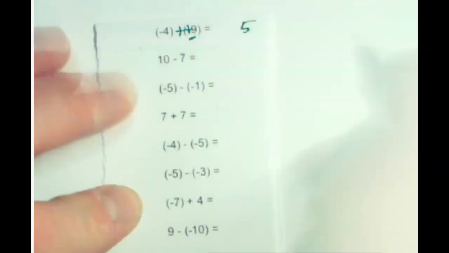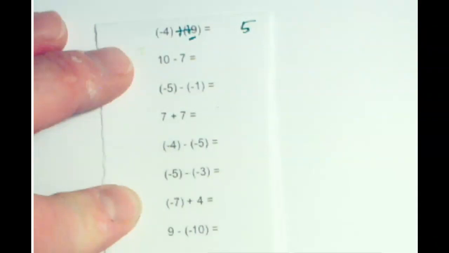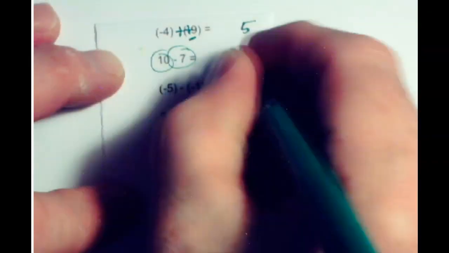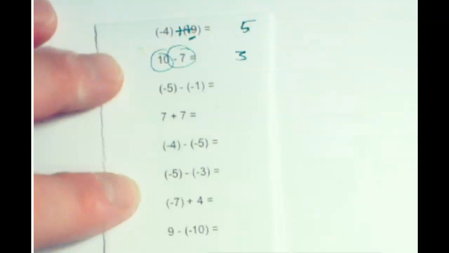All right, check the next one. 10 minus 7. Yeah, I know you've been doing that since second grade. But this is a positive and this is a negative. So these are different signs. What's the difference? It is positive. Good. Next one.